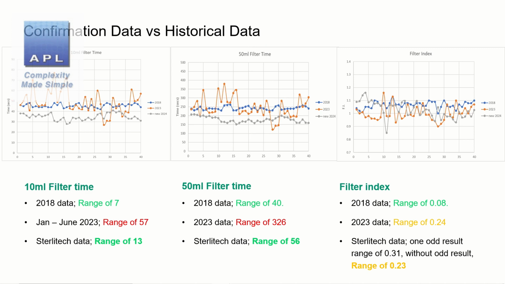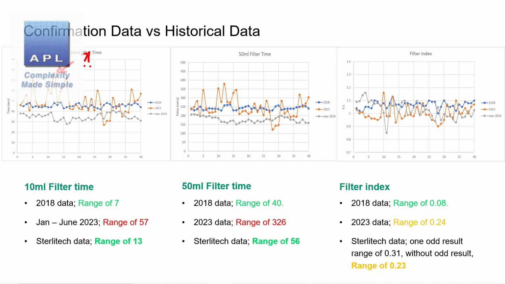Now, the minute you see the graph of the 2023 process behavior, which is the orange line, you immediately go, what the hell has gone on with this process? Now, don't get me wrong, the process is still maintaining a similar average. It's around about 45 seconds, but look at the state of it. It's all over the place.